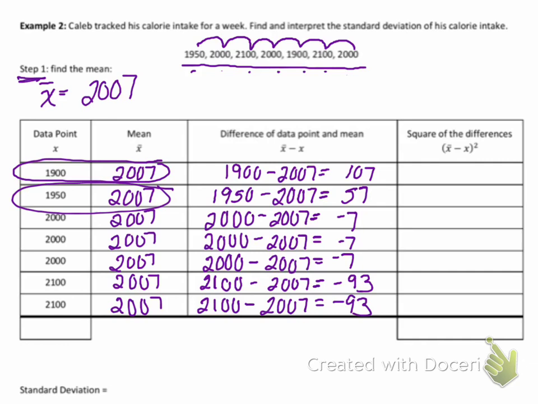In my next column, all I'm going to do is square these values. Now notice how it has parentheses. I cannot stress this enough: when you plug in things that you're squaring, especially negatives, use parentheses. So 107, when I square it, gives me 11,449. I'll square 57, that'll give me 3,249. Now I know that 7 squared is positive 49. And then 93 squared is 8,649.